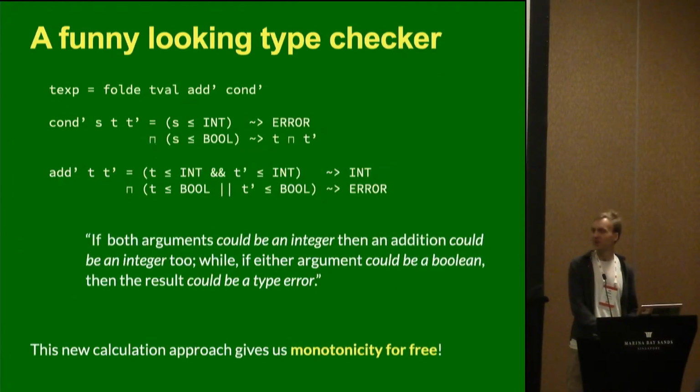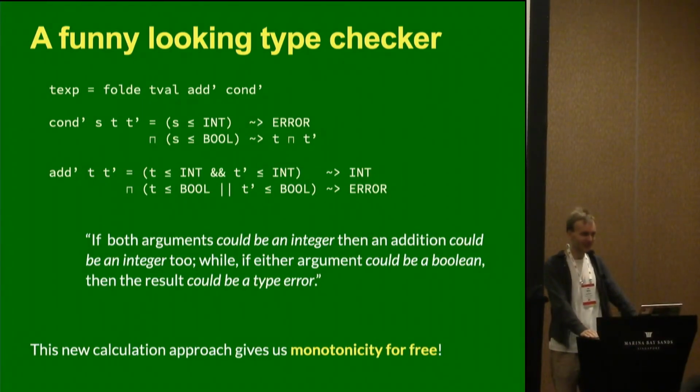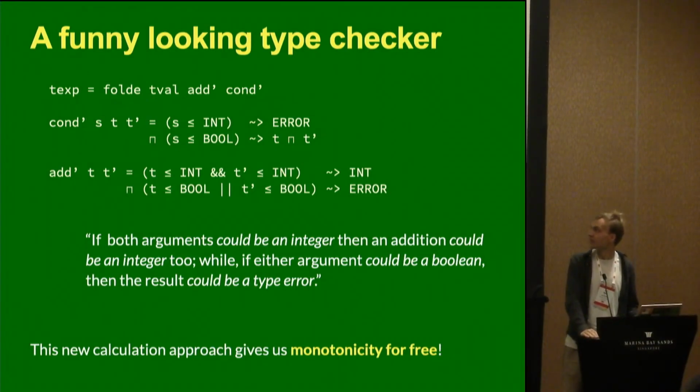So what we're left with is a little bit of a strange looking type checker. I've certainly not seen one written quite like this before. But once you get used to this sort of syntax, actually it's quite natural to read, I think. So if you look at this second one here, this add prime, which I've not shown you yet, this is what you end up with.